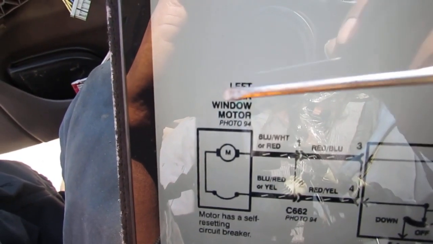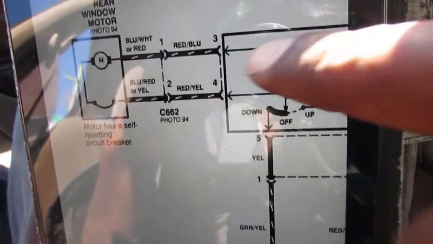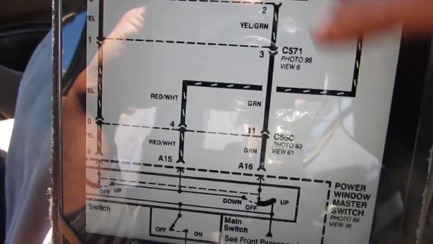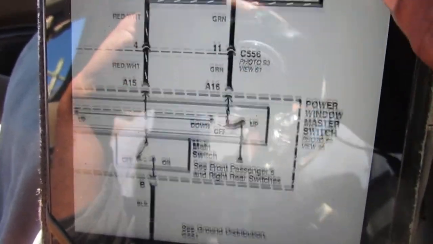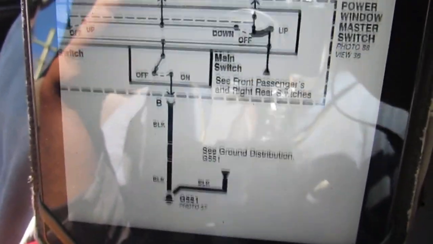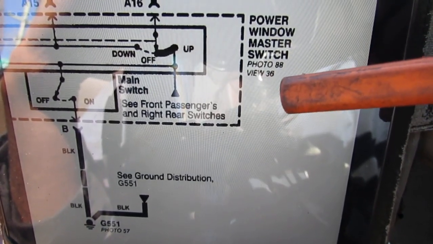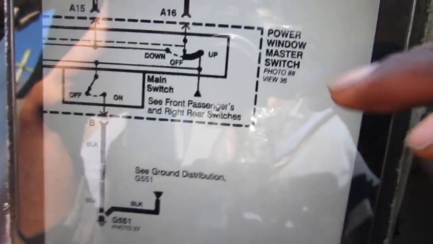All right, so we're on the left rear window motor, right? We know that we're checking, I'm checking continuity now, right, from the front switch. So this is the power window master switch, right, on the driver's side. That's that right there. All right.